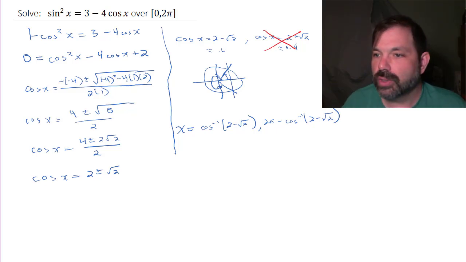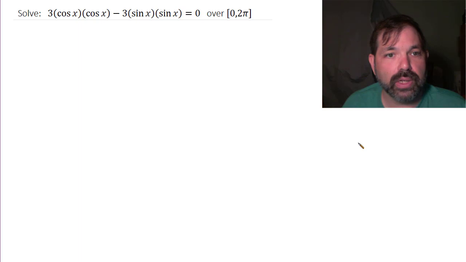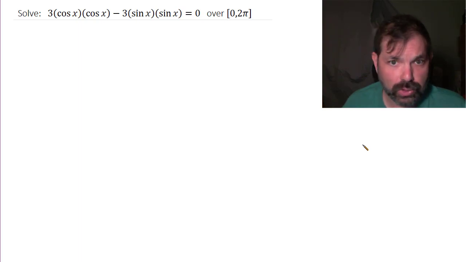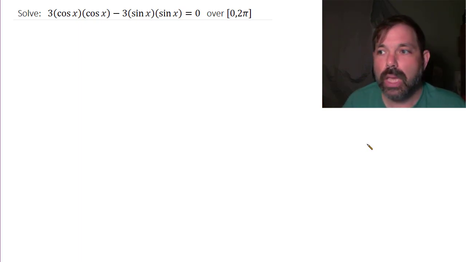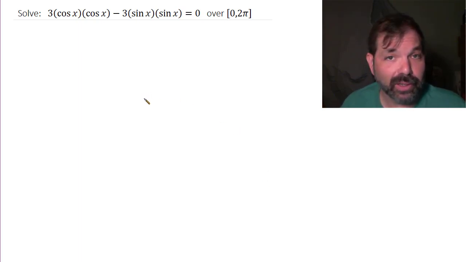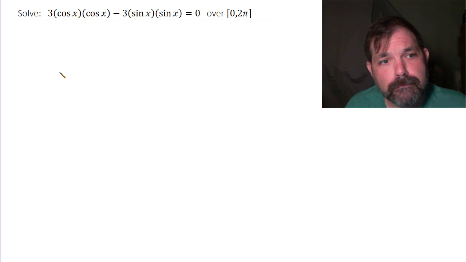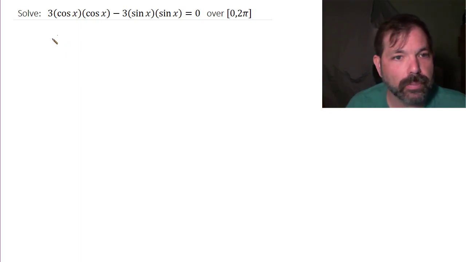Alright, let's consider one more example. So here we have the equation 3 times cosine x minus 3 times sine x equals 0 over 0 to 2 pi. So again, now would be a great time to pause, try this one out on your own. Alright, did you pause? Did you try it on your own? So there's a few ways we could solve this. Here's how I would look at it.